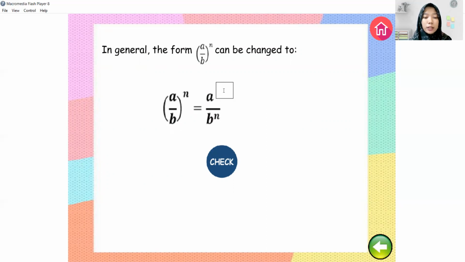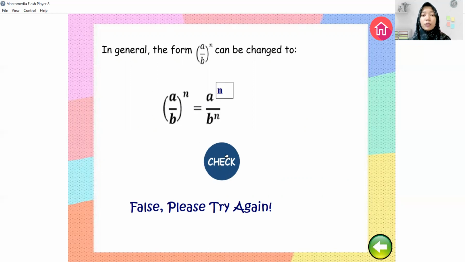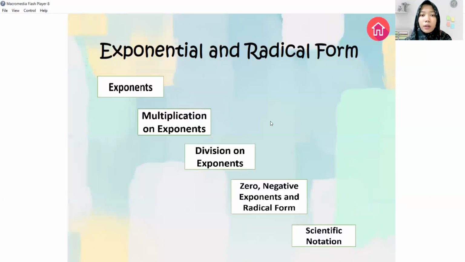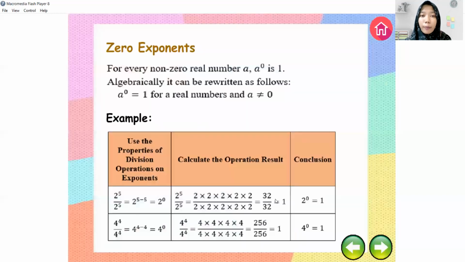Let students input or type the m. So if the student checks, it's false. For the form, the correct answer is n. So if the student checks, this will appear. And then we go to the next material about zero, negative exponents, and radical form.